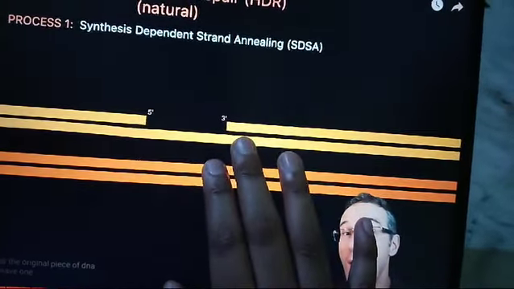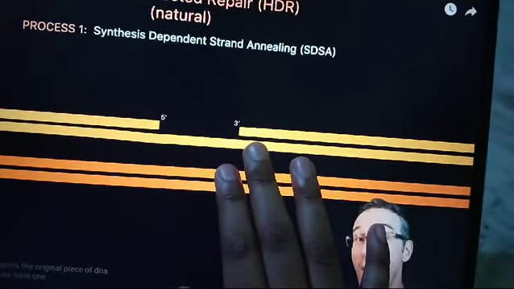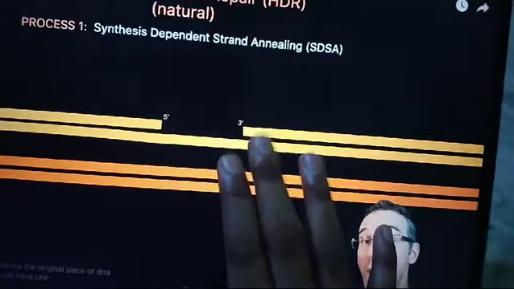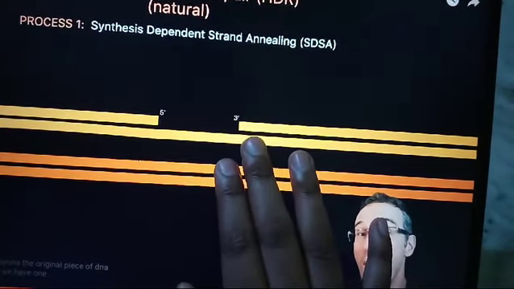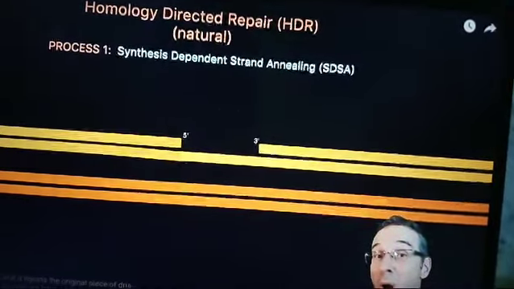The only plus point of this procedure is the decrease in error proneness, right? So if it doesn't have that decrease over here, then why is it preferred over non-homology directed repair? That's the main question.